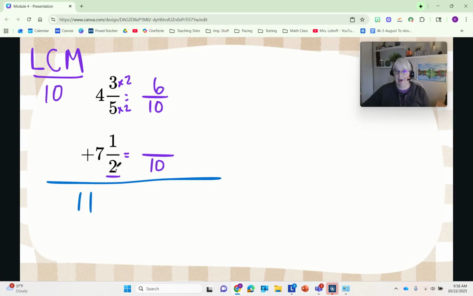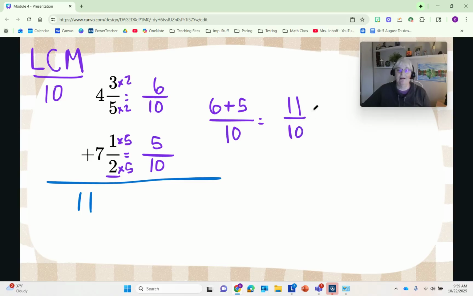All right, bottom fraction, 1/2 to tenths. Well, to go from 2 to 10, we multiplied 2 times 5. Then I have to do the same thing to the top part, or the numerator, of my fraction. 1 times 5 is 5. Now we have denominators that are the same and we can add. So my new fraction will still have the denominator of 10, and we will add the numerators 6 plus 5. All right, 6 plus 5 is 11, and that is 11 tenths.